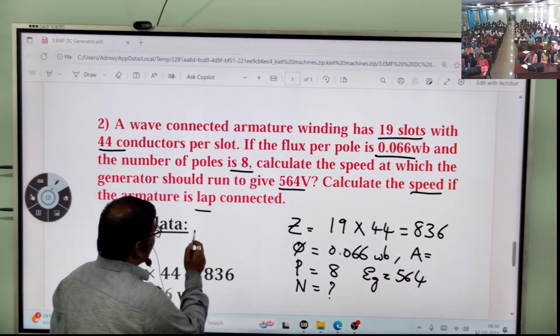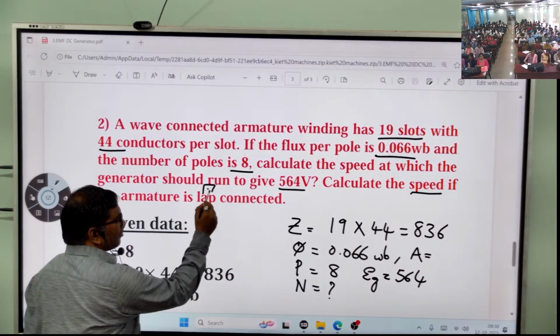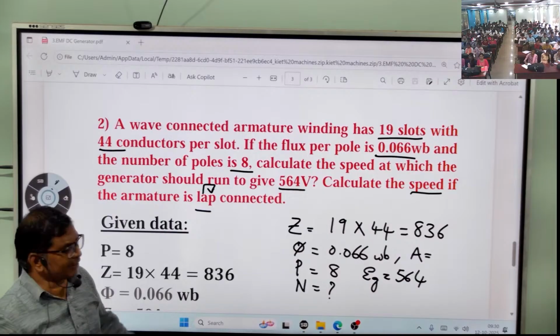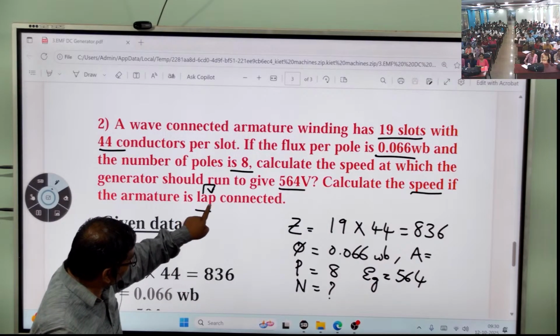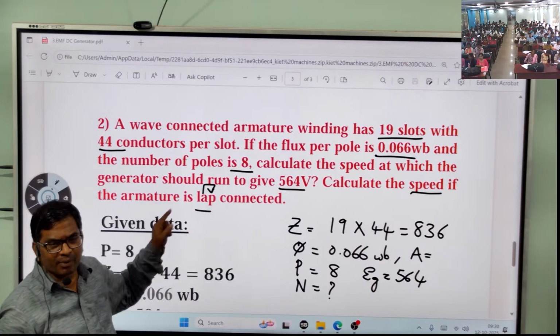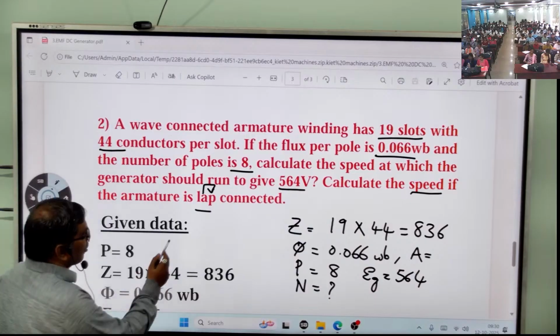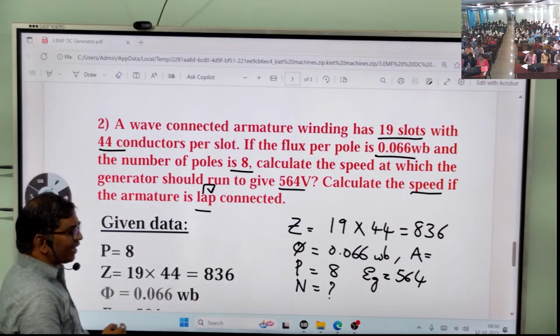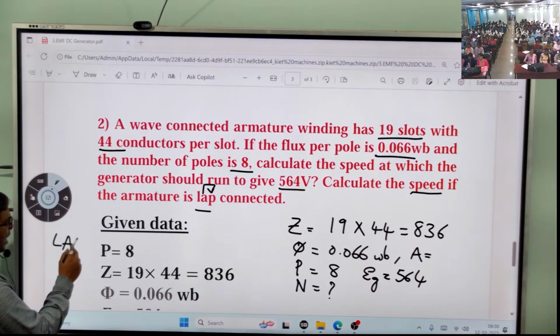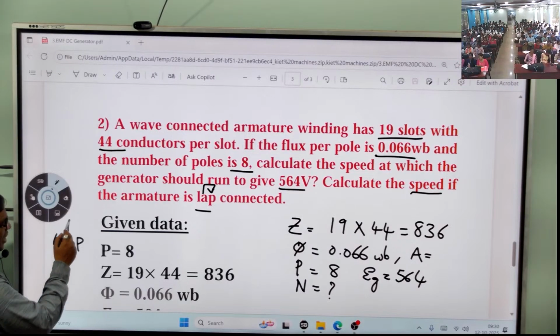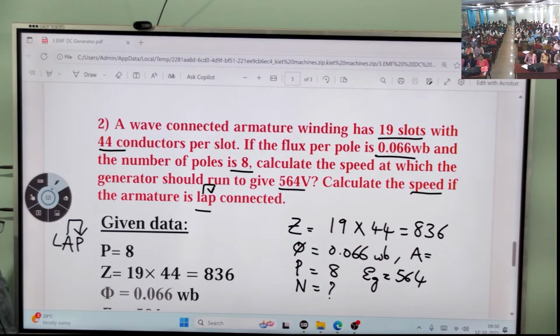For lap, A is equal to P. You remember it like this: lap connected, A is equal to P. For wave connected, A value is equal to 2. Lap connected means A value is equal to P. In the name itself it is written: L-A-P, lap. You can easily remember by the name. A is equal to P.